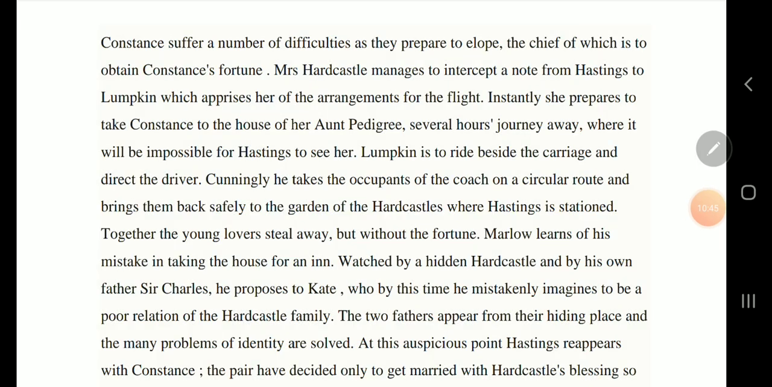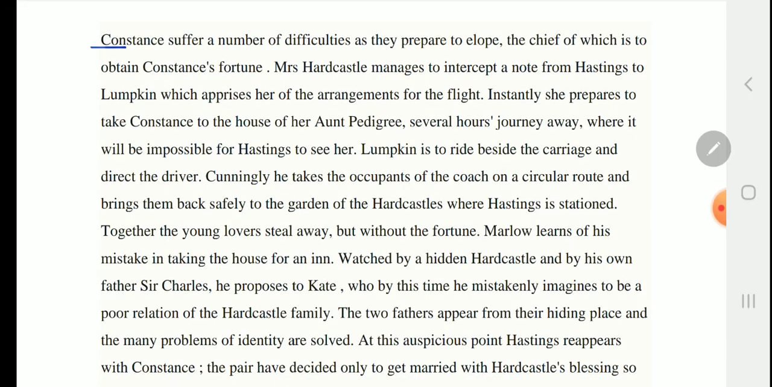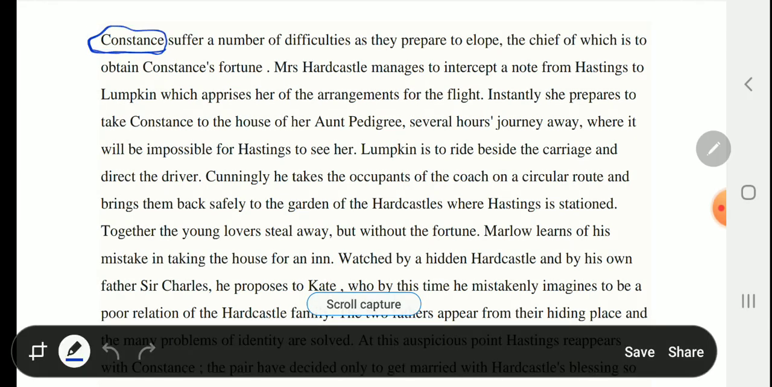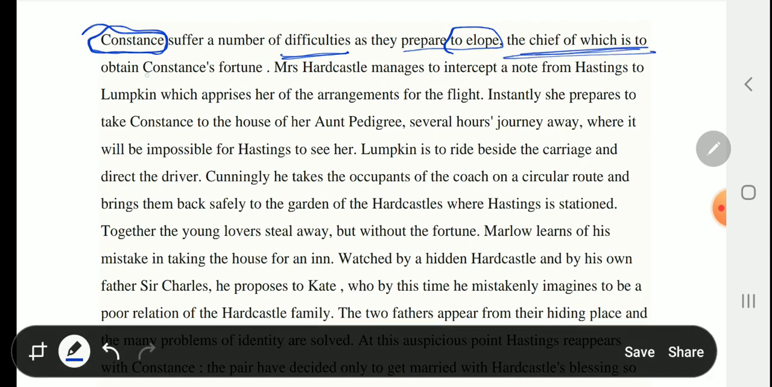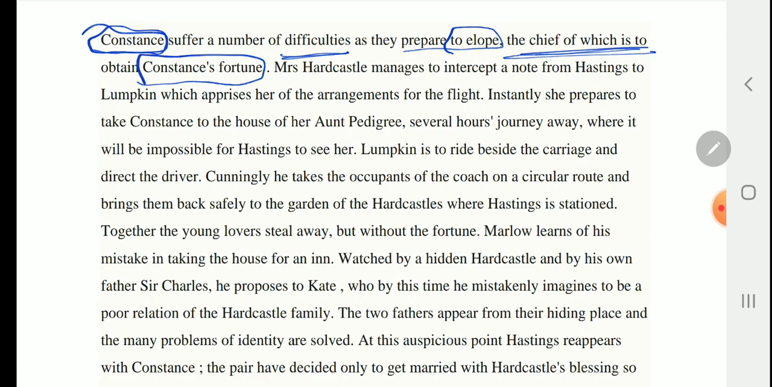Then we can see that since they decided to run away, Oliver Goldsmith added more complications for them. Constance and Hastings suffer from a number of difficulties since they prepare to elope, the chief of which is, first, Constance's fortune. Okay, as I already told you, they could not take the fortune.